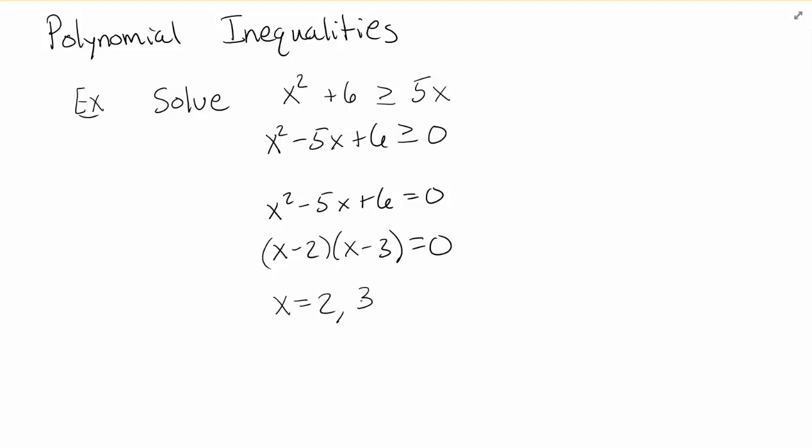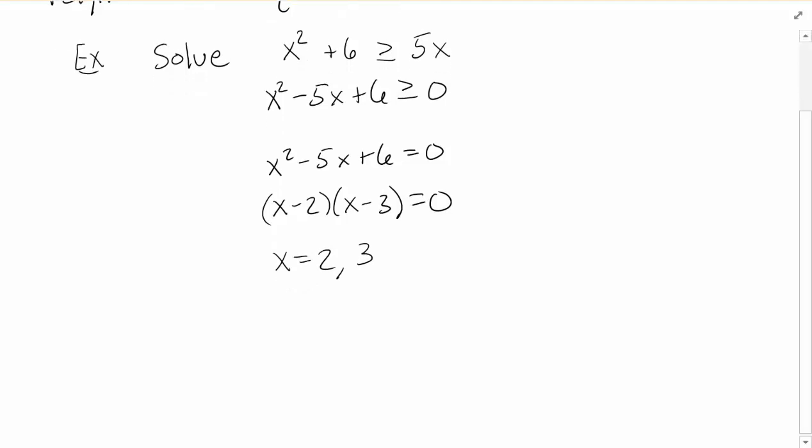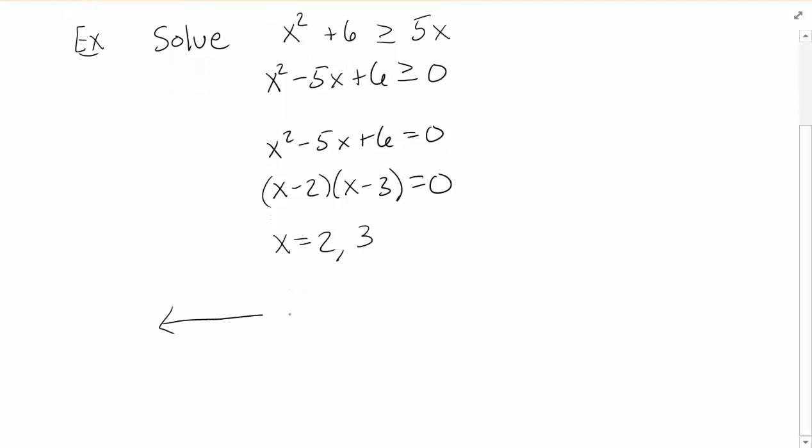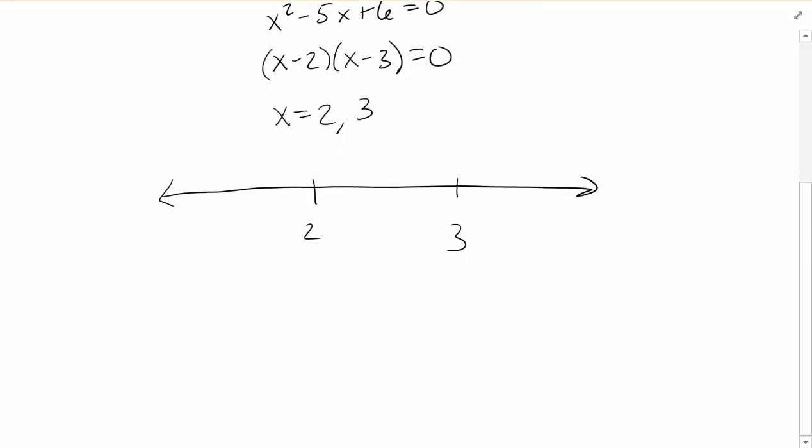Now I want to know when it's greater than or equal to 0. The only places that a polynomial function, in particular this is a quadratic, can change signs from positive to negative or negative to positive is a place where it crosses the x-axis, or in other words, is 0. These are continuous functions, so it can't magically jump from positive to negative without hitting the x-axis, which is 0. So in other words, 2 and 3 are the possible places where this could change sign. So I am going to build myself a little number line, and 2 and 3 are the places that I care about.